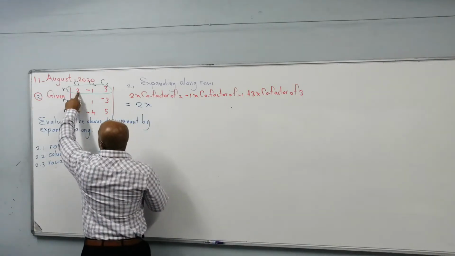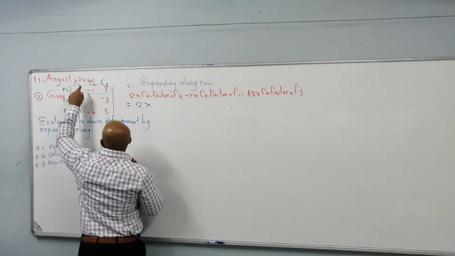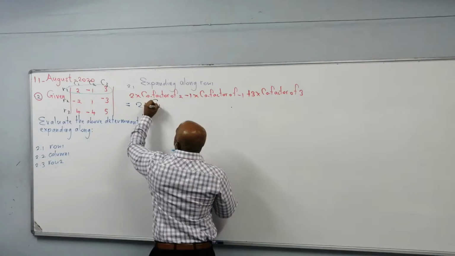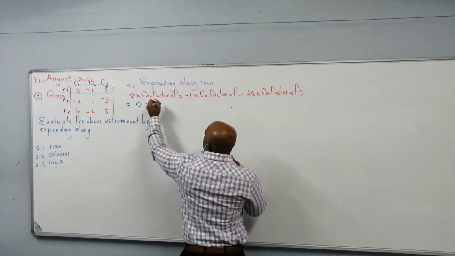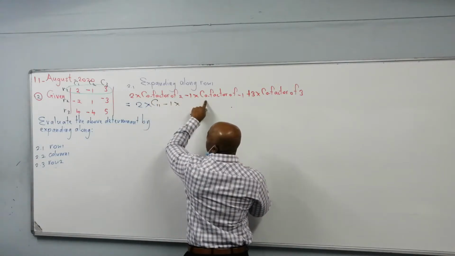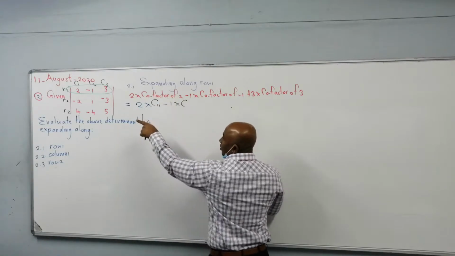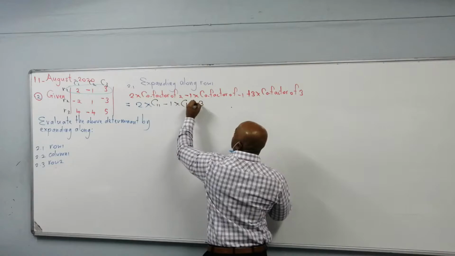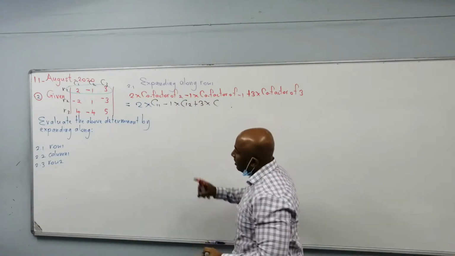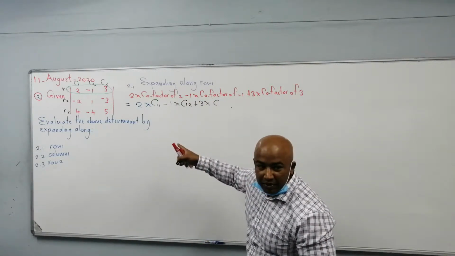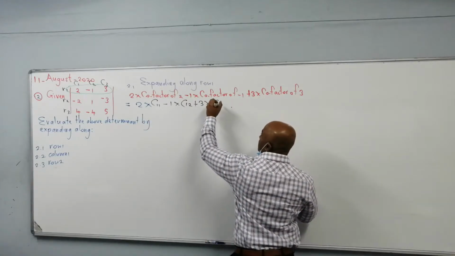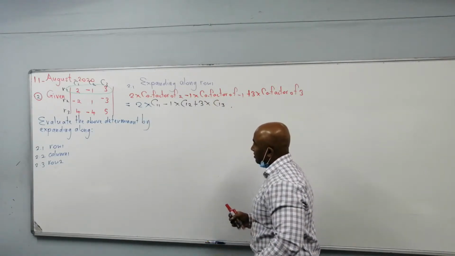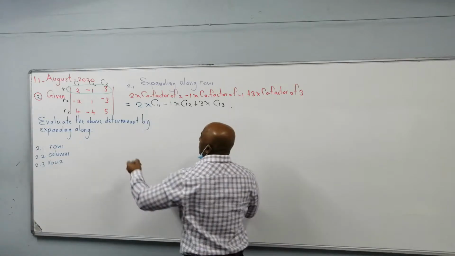So if you look at this position here, it's row 1, column 1, so that's 2 times C1,1. The next number is minus 1 times the cofactor of minus 1, which is row 1, column 2, so that's C1,2. The last one here is plus 3 times the cofactor of 3, which is row 1, column 3. Simple. Now the actual working out.